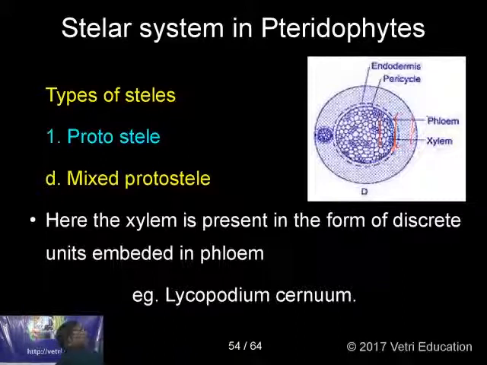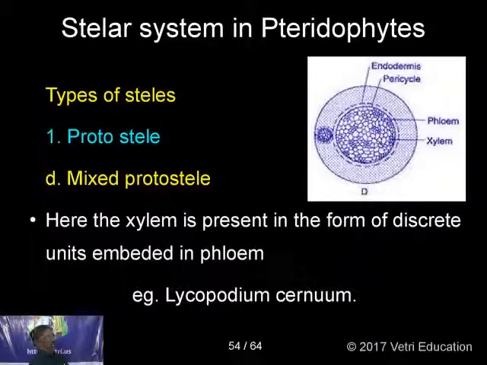Next we have the mixed protostele. What happened here? The xylem is present in the form of discrete units. Xylem is divided into different groups, and in between phloem is present. The xylem is present in the form of discrete units embedded in the phloem. Example, Lycopodium cernuum. In Lycopodium cernuum you can find the mixed protostele.